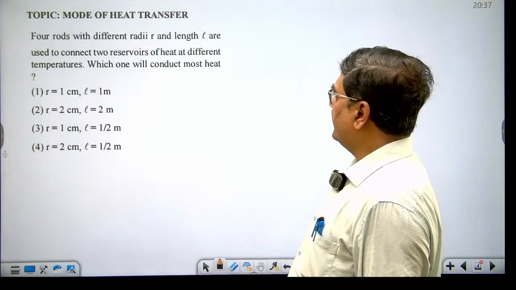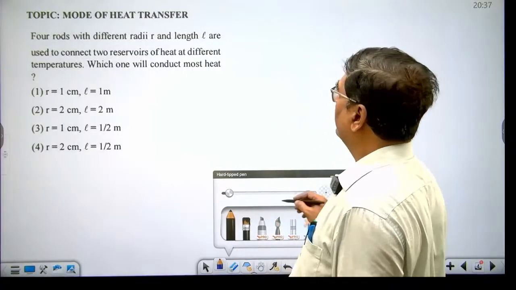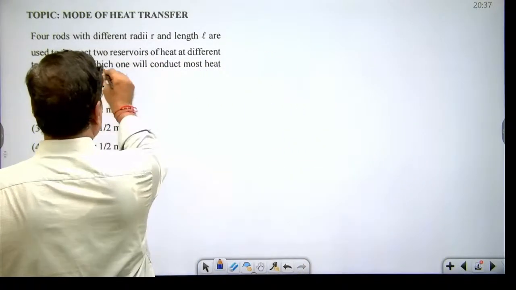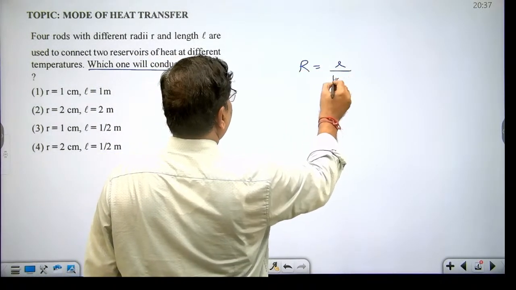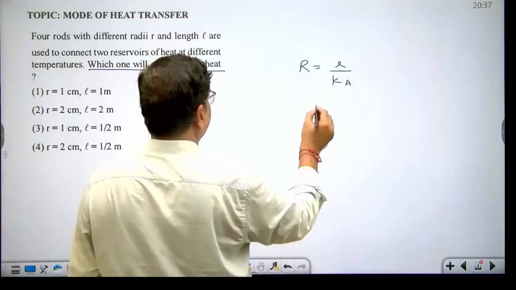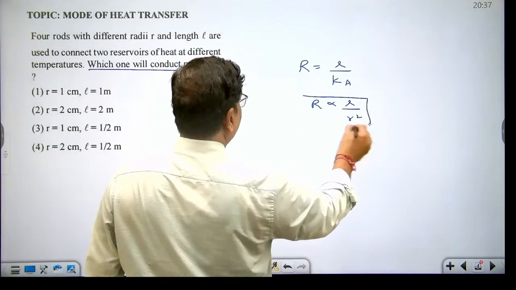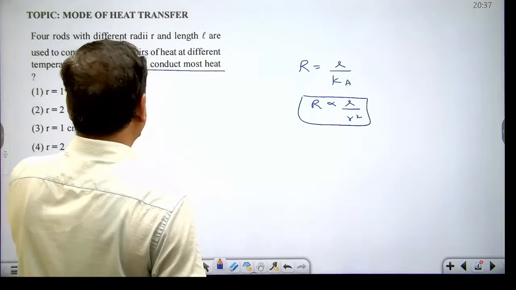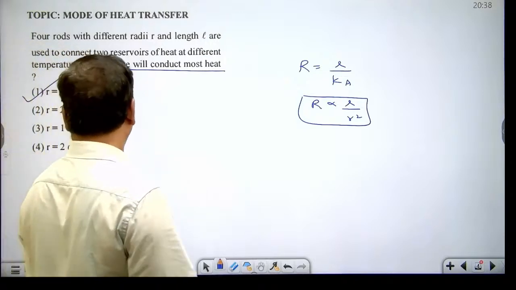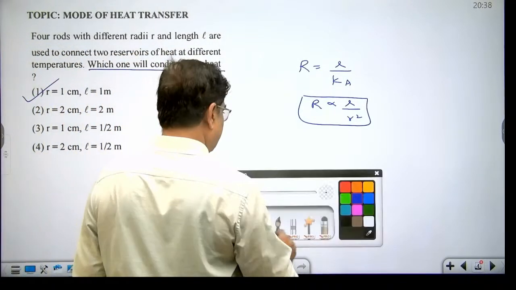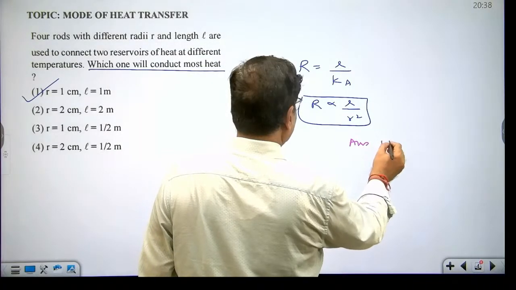Four rods with different radii R and length L are used to connect two reservoirs of heat at different temperatures. Which one will conduct most heat? The thermal resistance is given as L upon K into A, which means R is proportional to L upon R square. So where the radius is less and the length is more, the resistance is higher. In this case option 1 is the correct answer. This will conduct most heat. So out of four choices, the correct choice is option 1.